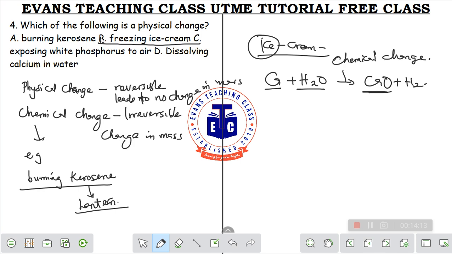So the answer is what? Freezing ice cream, because ice cream can be taken back to a liquid state. Ice cream is actually liquid, but they will put it inside the fridge or freezer, so it will now become ice. So that's why they call it ice cream. Do you get? That's our answer.